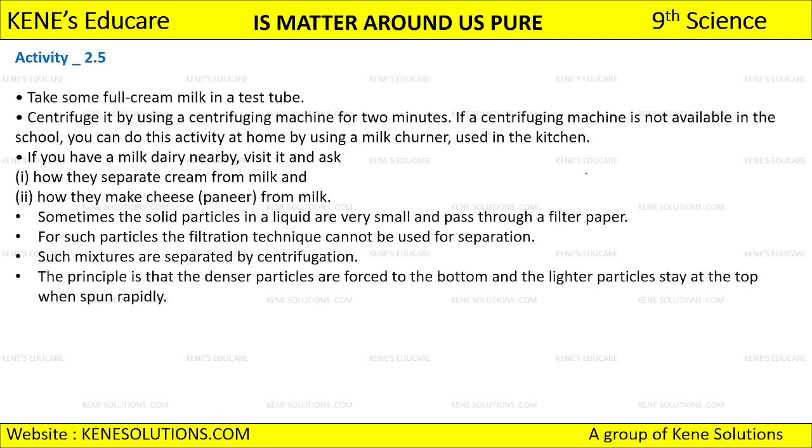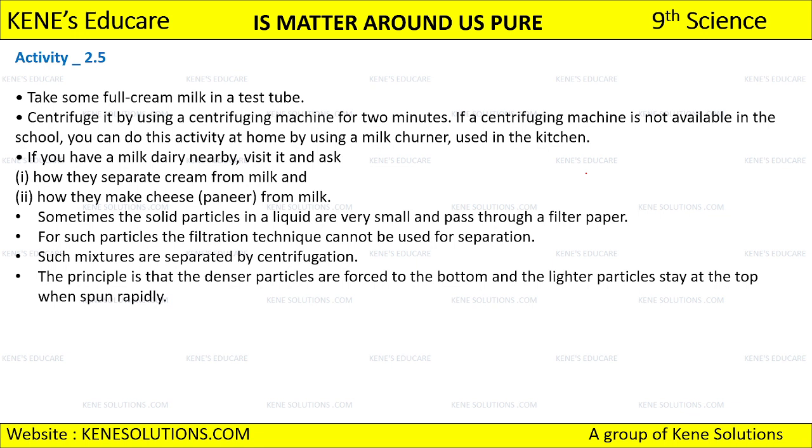In centrifugation, the machine makes the mixture rotate at a very high speed. In the same way, you have to churn it using a milk churner. And if you have a milk dairy nearby, visit it and ask how they separate the cream from milk and how they make cheese from milk. Not everyone might be making cheese, right? But everyone makes paneer. So ask them how they make paneer and how they separate the cream from milk.